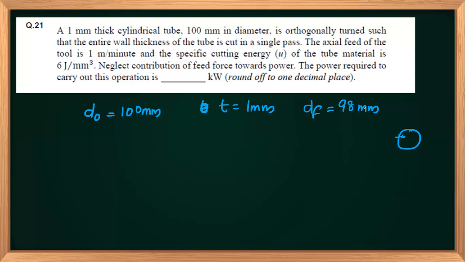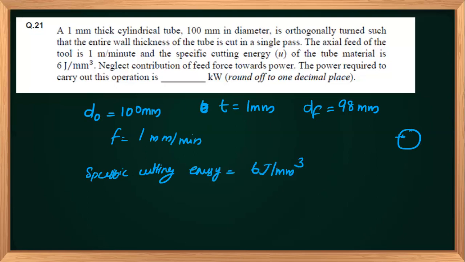Okay, now what is given? The axial feed is 1 mm per minute. 1 mm per minute. And the tube specific cutting energy is 6 joules per mm cube.